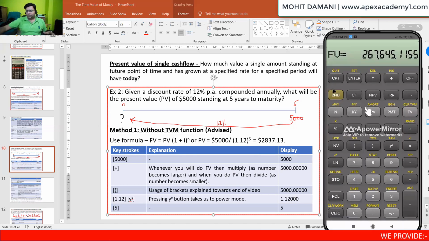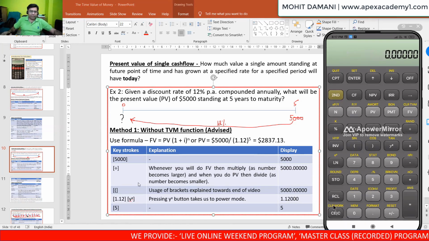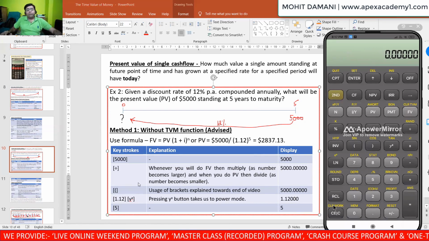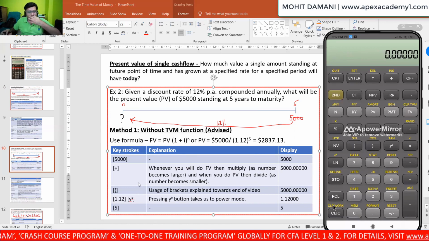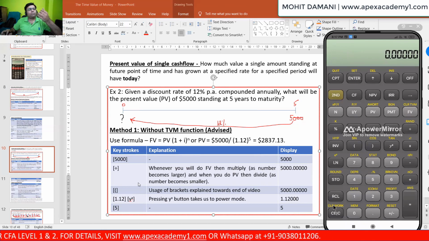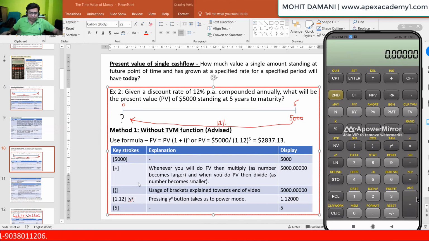First, second and then FV to clear TVM. Press CE/C. 12%. What do you see? 12 or something else? 12 only. Why? Because it's compounded annually. Exactly. So we'll press 12, then 12 I/Y. So 12 is the rate. 5 is N.